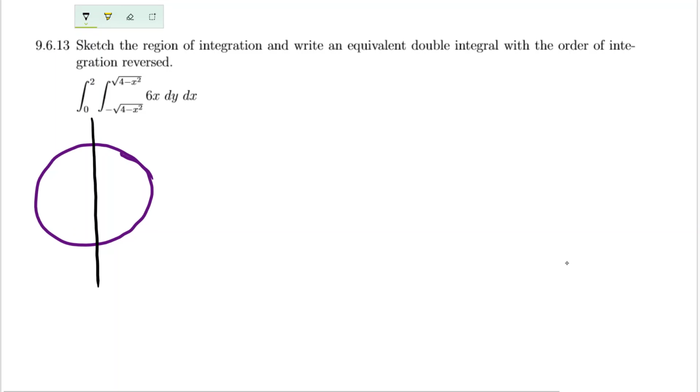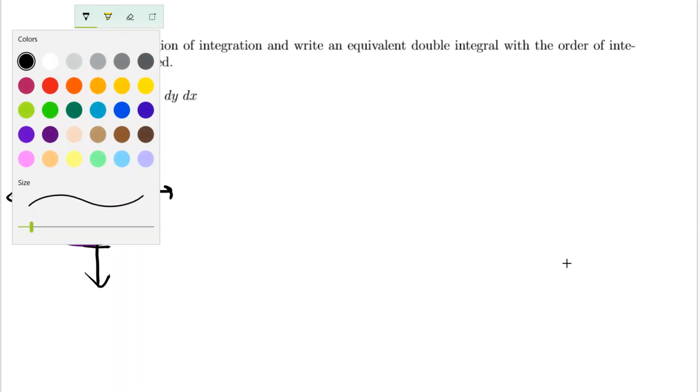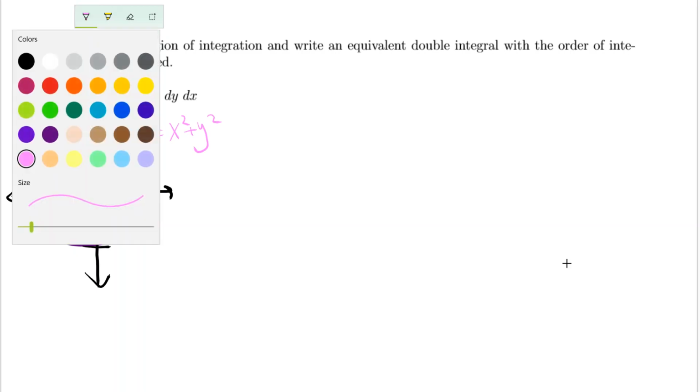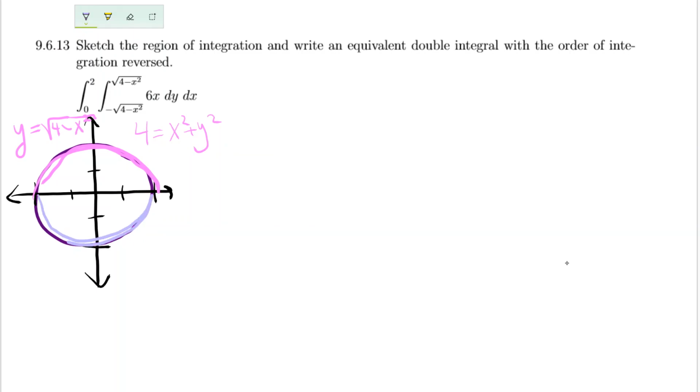So this is actually the circle of radius 2. Should have done purple. It's hard to see, but it's okay. I have a plan here. So the upper half, that's y equals the square root of 4 minus x squared. Notice if you solve this for 4, I know that sounds weird, that gives you 4 equals x squared plus y squared, which is how I know this is the circle of radius 2. And then the lower half, this guy, is y equals the negative square root of 4 minus x squared. Woohoo!